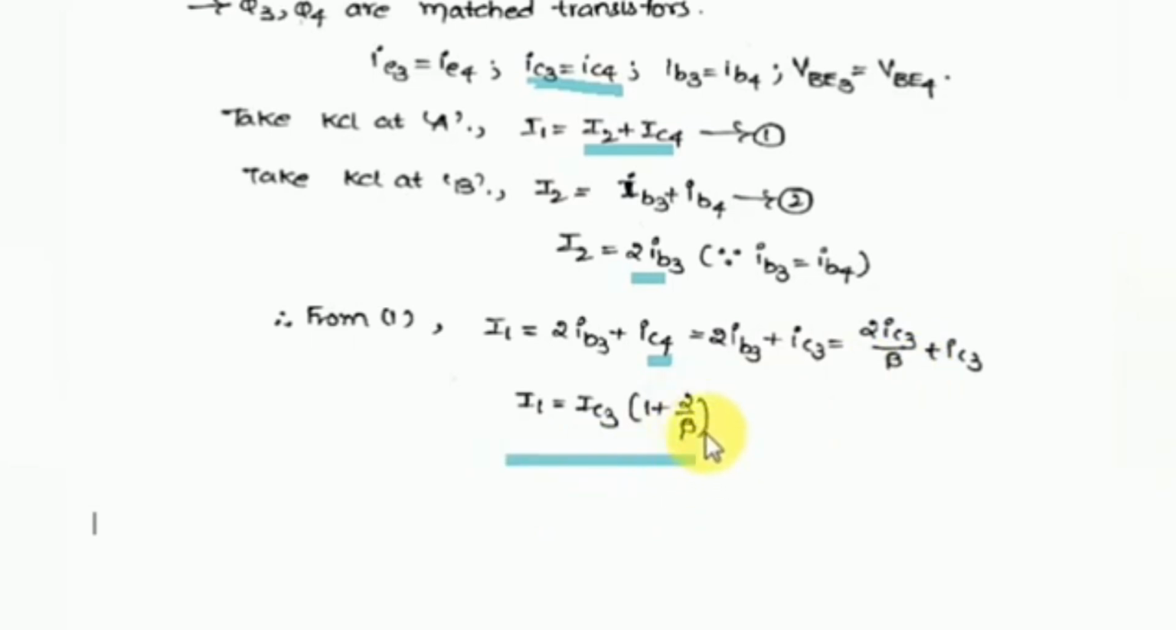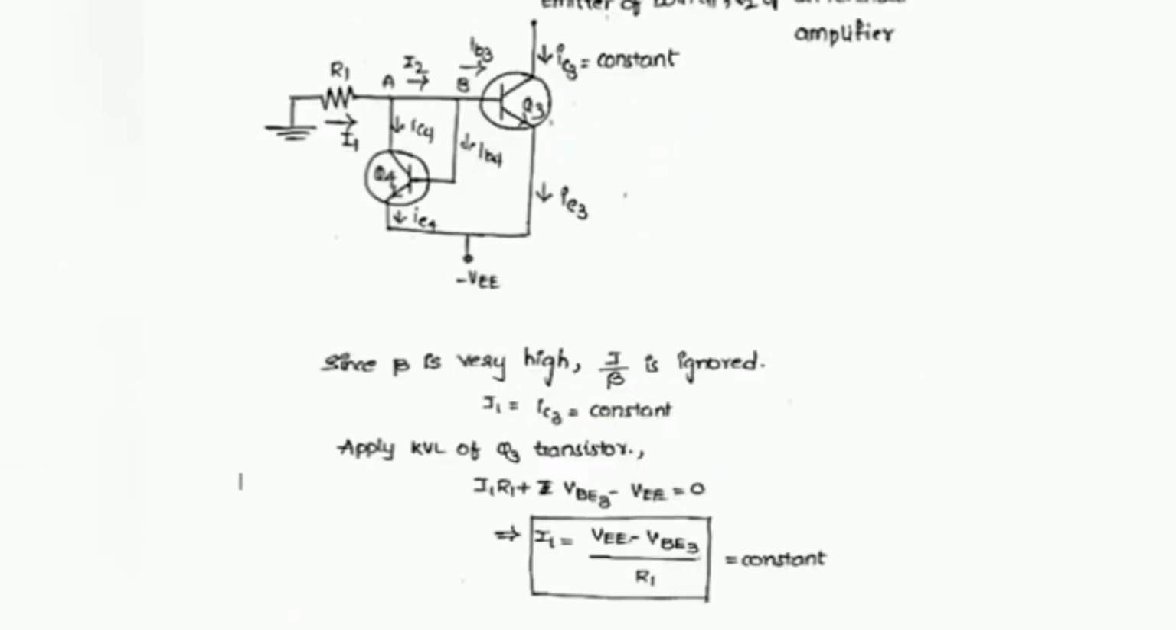Okay. Now for the transistors Q3 and Q4, here also the gain of a transistor will be high. So beta value is high. Since beta is high, 1 by beta we can neglect, so 2 by beta we can neglect. So finally I1 value is equal to IC3, which is constant.